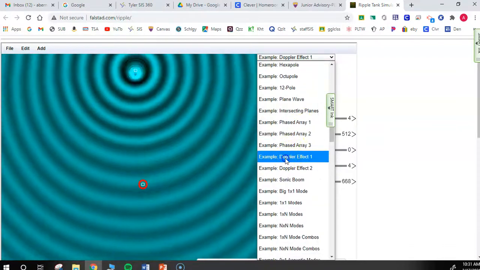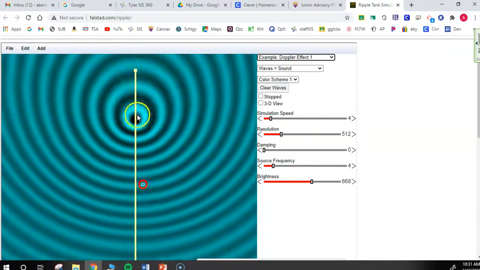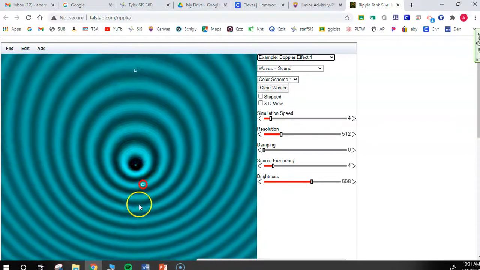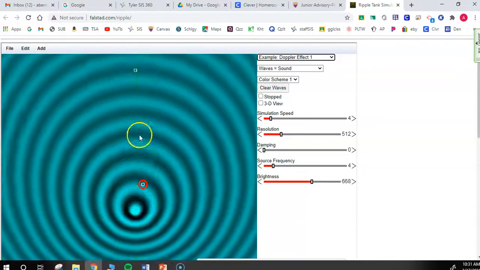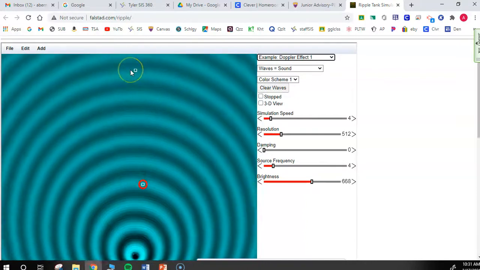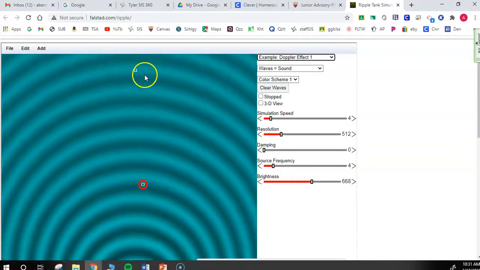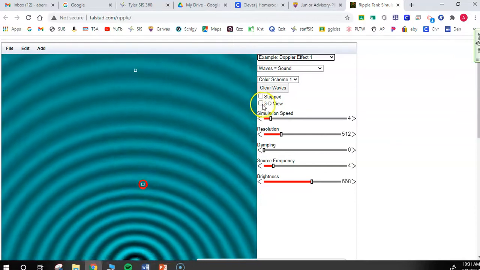There it is. Okay, so here's the Doppler effect. The source of the sound is right here, and it's moving directly down. You can see that the wave fronts get bunched up on the side that it's moving towards, and they get spread out on the side that the source is moving away from. Okay, and let's take a look at that in 3D.